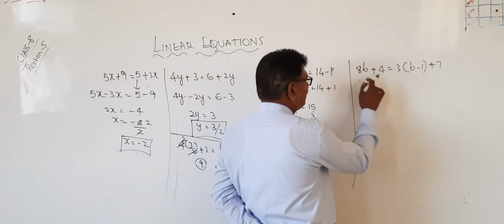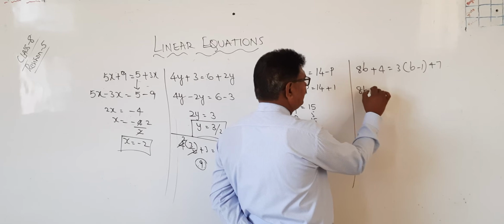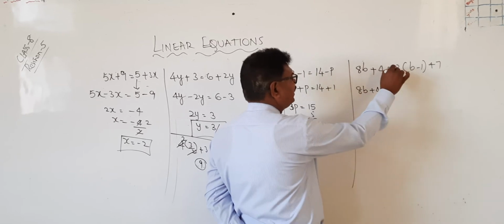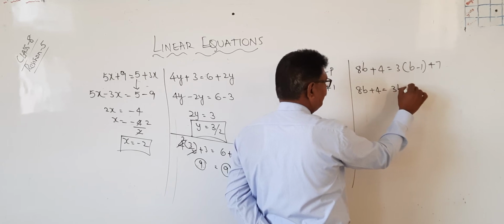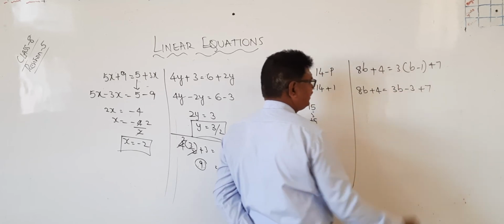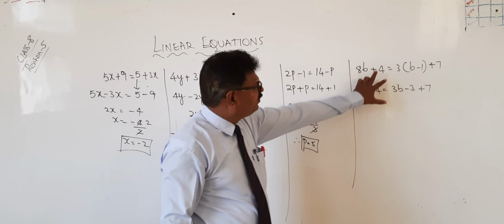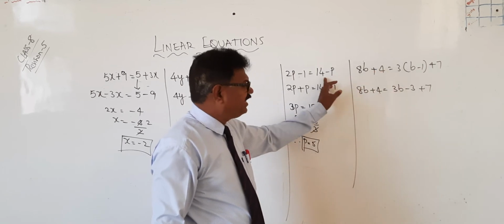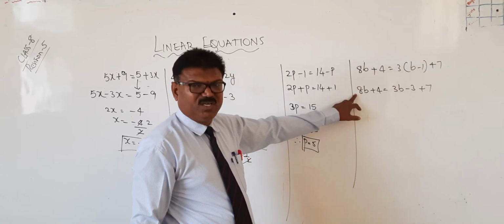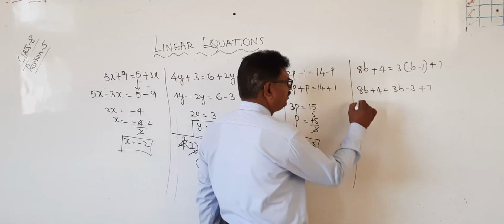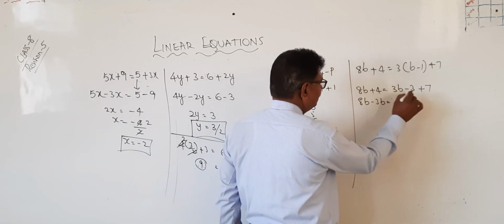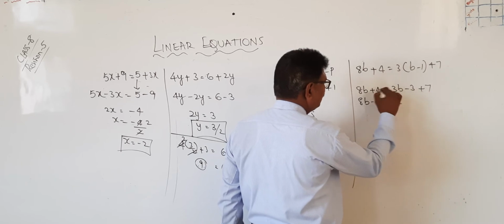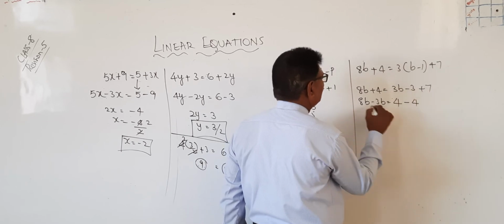We'll see one more problem. 8b plus 4 is equal to, take 3 inside the bracket. Therefore, 3b minus 3 plus 7. Now this problem has become like this, means same problem only. Just we should interchange. How? 8b minus 3b equal to 7 minus 3 is 4 plus 4 will become minus 4.